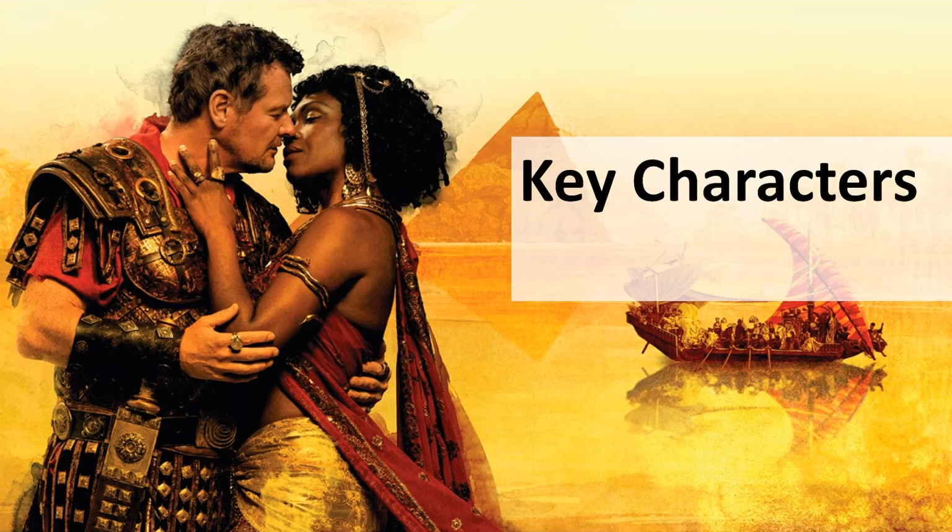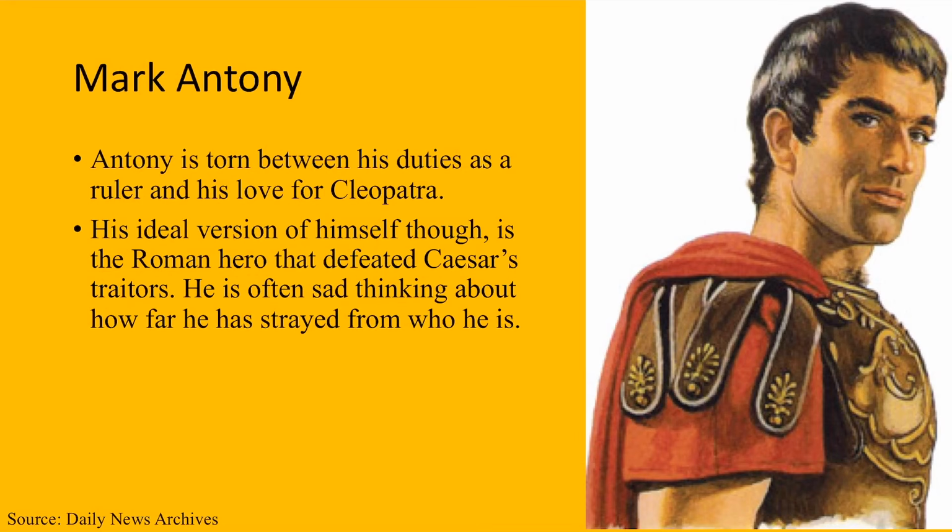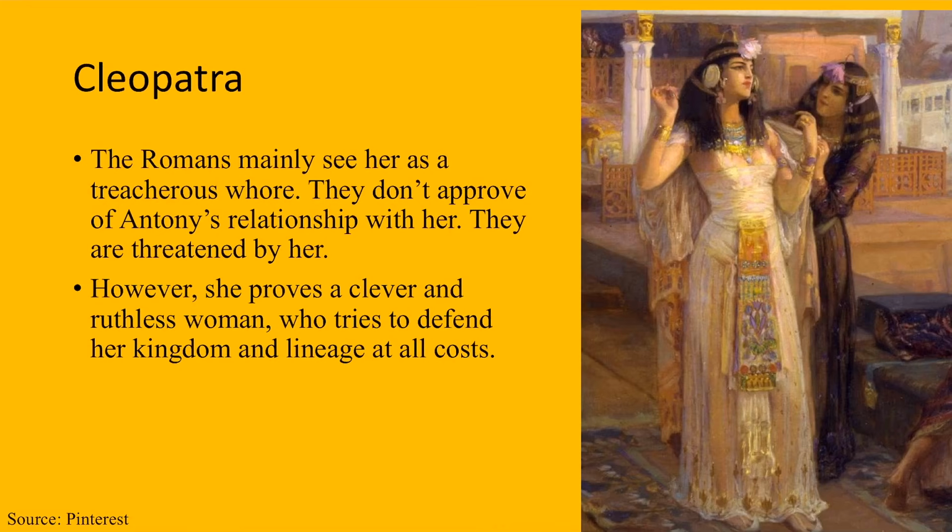So that's the summary. Now, when it comes to key characters, there are a few main characters to be really intimately familiar with. The first is the protagonist, Mark Antony, and he's torn between his duties as a ruler and his love for Cleopatra. His ideal version of himself, though, is the Roman hero that defeated Caesar's traitors. He's often sad thinking about how far he has strayed from who he is.